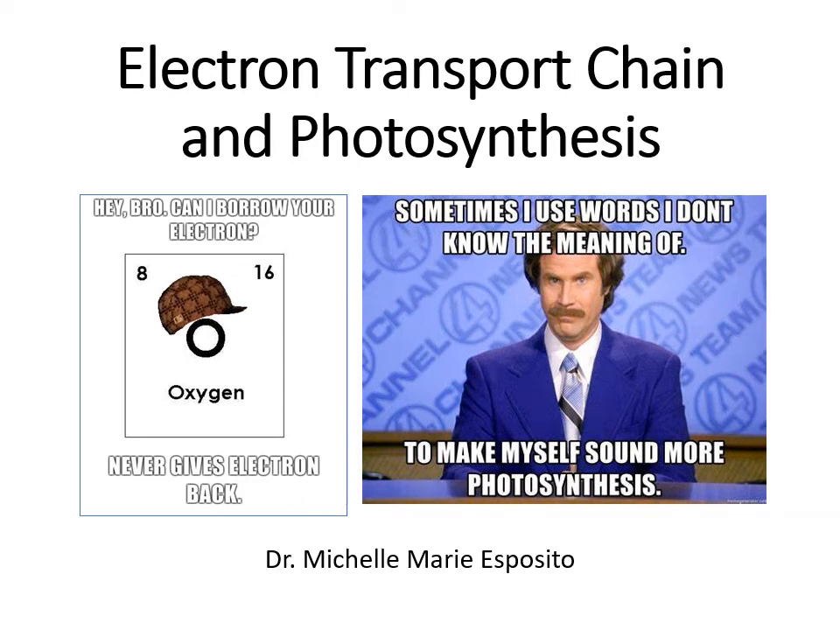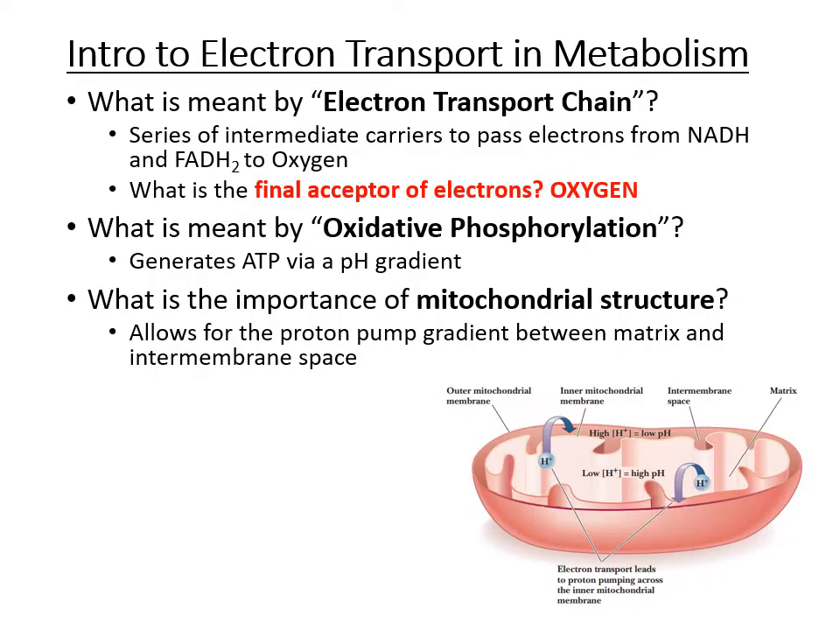First we'll go over the chapter talking about the electron transport chain and oxidative phosphorylation, and then we will cover the chapter talking about photosynthesis. So first, starting with the electron transport chain. First I want to give a brief introduction of what exactly it is.